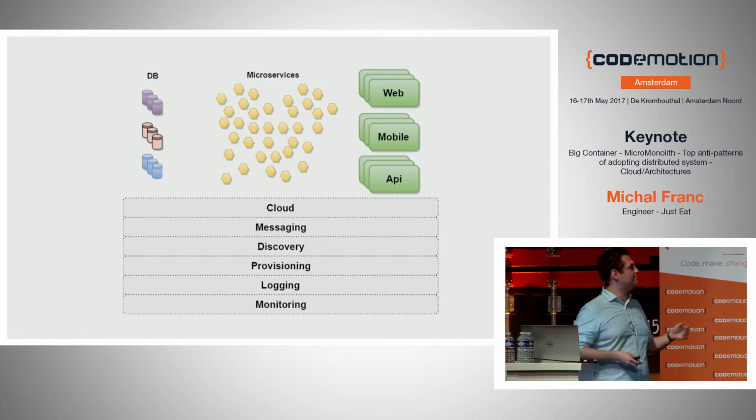We also had to add discovery, some provisioning, we had to use Chef and tools like that, logging, which we use Elk Stack, which is Elasticsearch, Logstash, and Kibana, and also we had to introduce some monitoring. We had monitoring of our monolithic system, but monitoring of distributed microservices system is much more complicated.